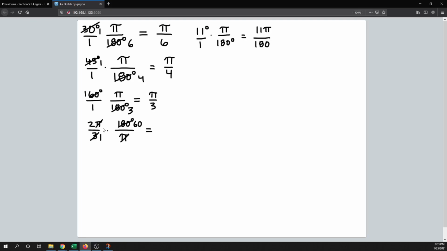And so now I've reduced everything. Now I'm going to multiply. 2 times 60 is 120. I should have put a 1 here, and here probably, if you're wondering about that. Pi goes into itself 1 time, pi goes into itself 1 time. So on the bottom I have 1 times 1, which is 1. And 120 divided by 1 is 120. Don't forget the degree symbol right here. This is in degrees, so make sure you put that. All right, so 2 pi over 3 radians is 120 degrees.